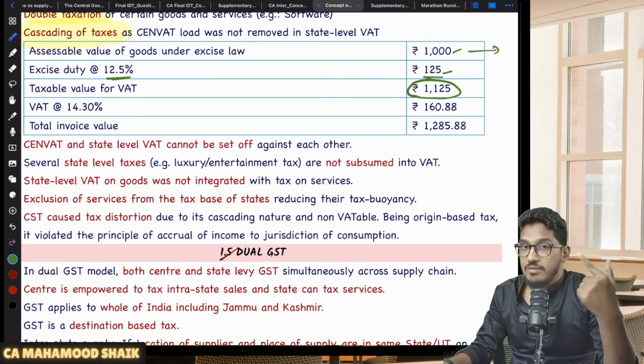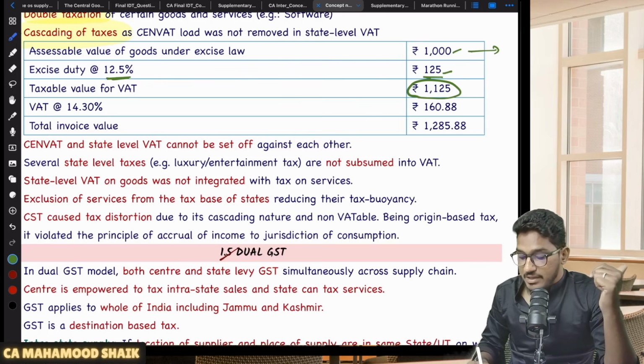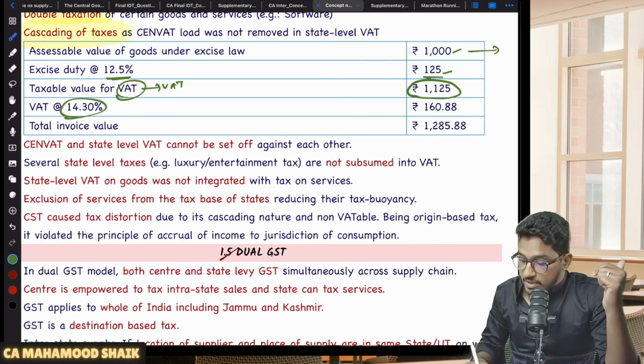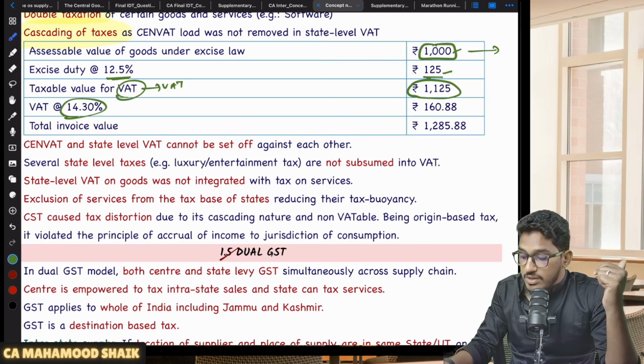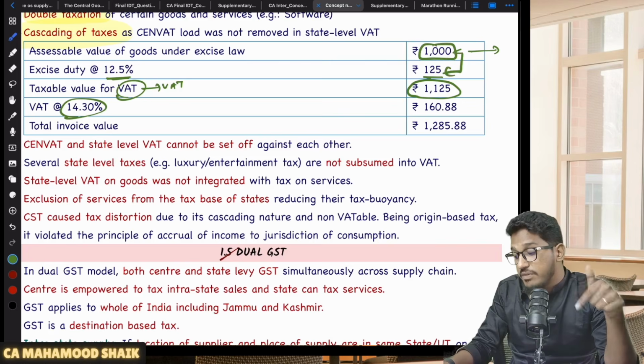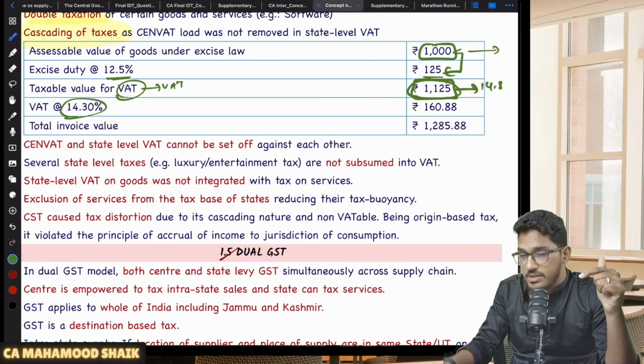Now after manufacture, I will go and sell it. Once I sell it, the state government will come and impose something called VAT on me. Let us say the VAT rate is 14.3%. And this 14.3%, they don't just levy on 1000 rupees. They used to levy that 14.3% on 1000 rupees plus 125. On the total 1125, they used to impose that 14.3%.